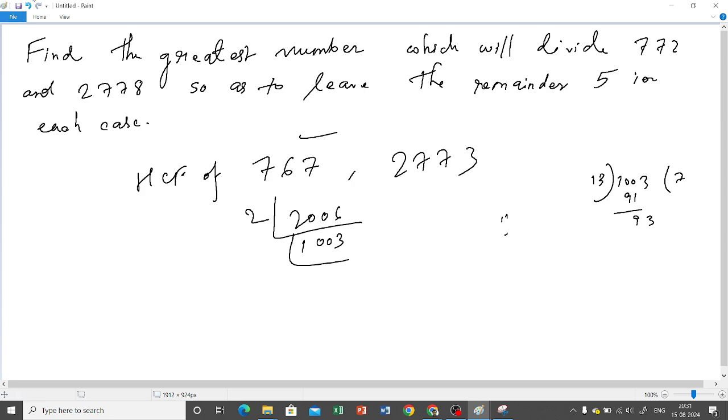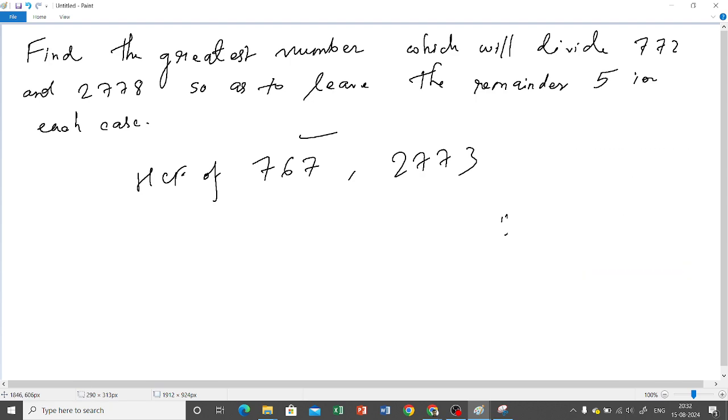Okay, so since we have a very bad number 1003, it will be better if we do it by the division method of HCF, because 1003 is very difficult to factorize. So let's do it by division method. So if I divide, go with 7.